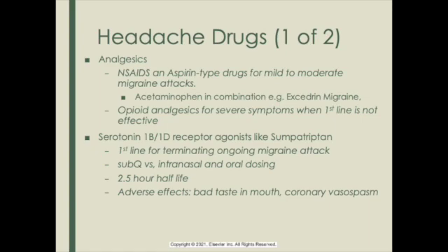Sumatriptan undergoes extensive hepatic metabolism, primarily by the monoamine oxidase, or the MAO. And then it's excreted in the urine. It also has a relatively short half-life, about 2.5 hours. The adverse effects that you would look for with sumatriptan: sometimes patients will have a bad taste in the mouth just after administering it, but coronary vasospasm is the biggest concern.